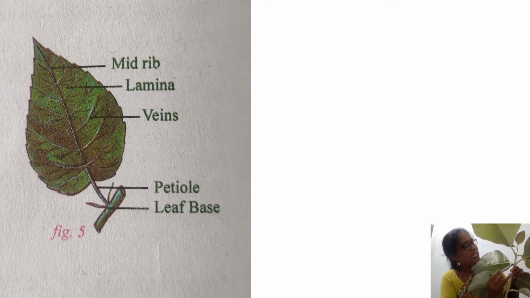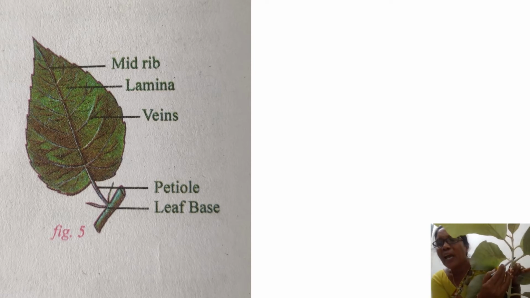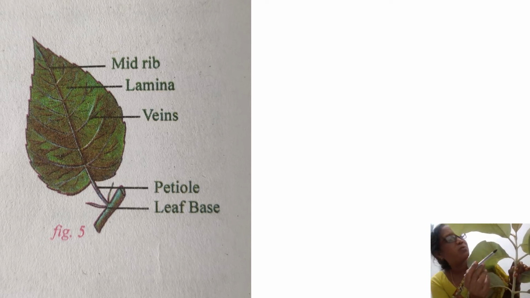Petiole. This is the leaf base. This is the angle. Axis. We call it axis. Leaf axis. From here, branches, flowers develop. The angle nunche kada. From this angle, from this axis, flowers develop.